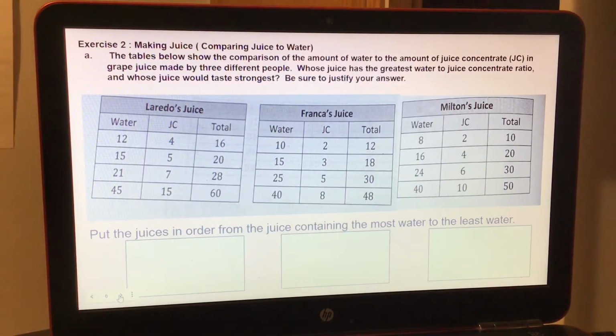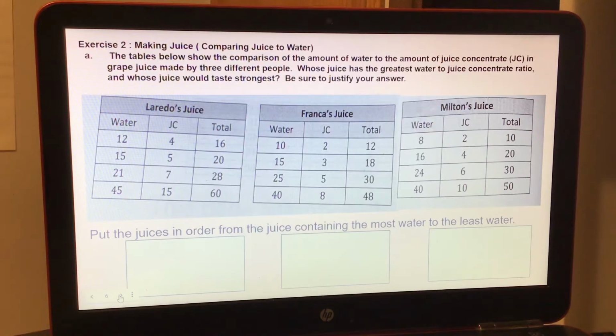Okay. All right, making juice. This is exercise 2, comparing juice to water. The tables below show the comparison of the amount of water to the amount of juice concentrate in grape juice made by 3 different people. Whose juice has the greatest water to juice concentrate ratio?